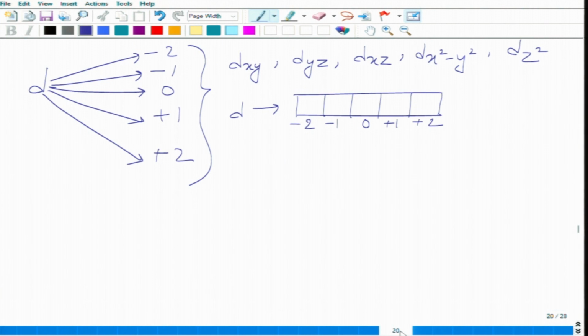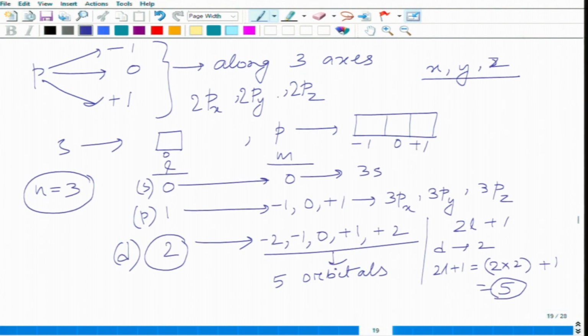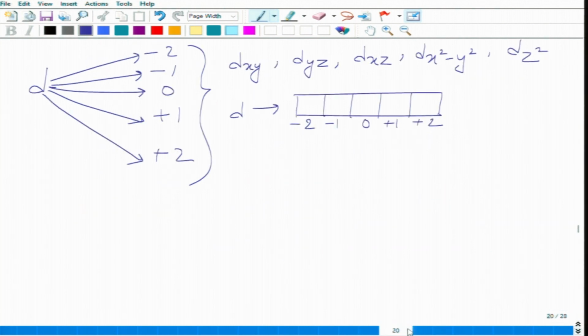Okay. So, when the p orbitals were along the axis, the d orbitals will be between the axis, that is in the planes, between the axis.